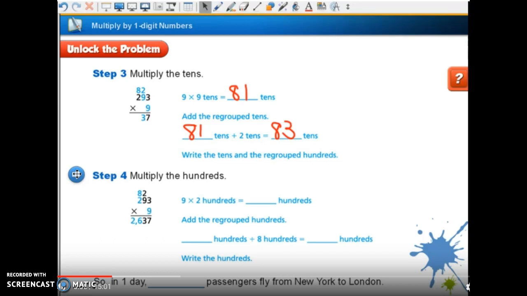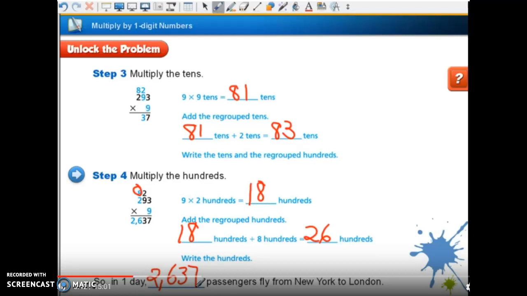Now we're going to multiply our 9 times our 2 in the hundreds place. And 9 times 2 is 1800. Add the regrouped hundreds. So 1800 plus this 800 is what? 2600. So write the hundreds. There's nowhere to regroup to the thousands, so we're going to write it down. So one day, 2,637 passengers fly from New York to London.